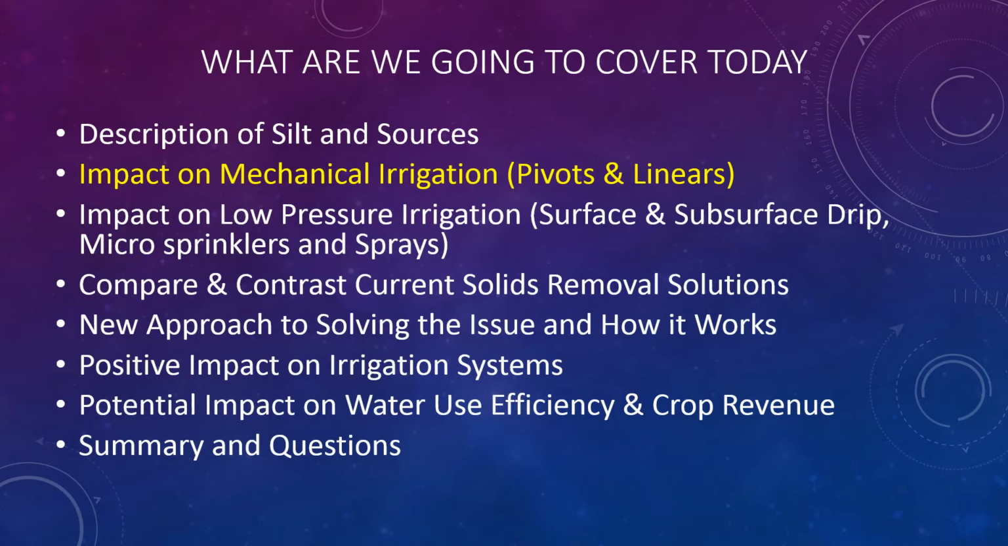So let's discuss next the impact on mechanical irrigation, pivots and linears. There's a fair amount used across the United States and throughout the world. And even in California, we see some use of pivots and linears for some of the high value crops and some of the high desert areas.